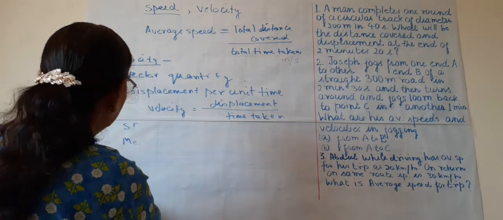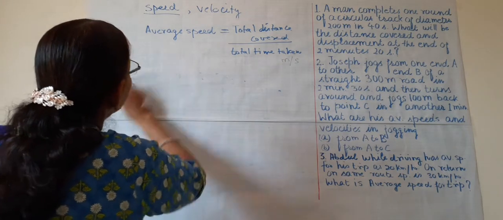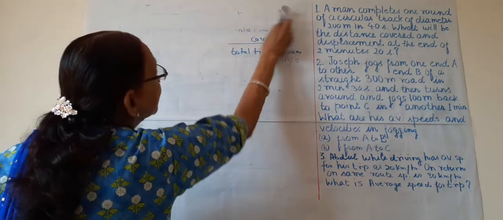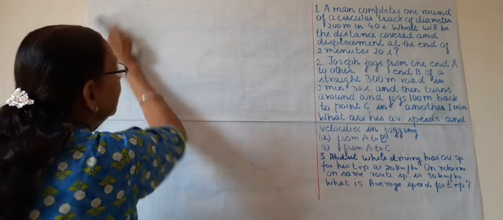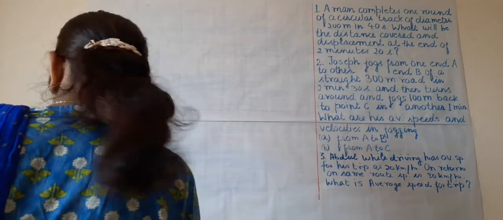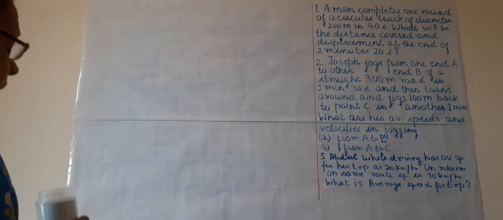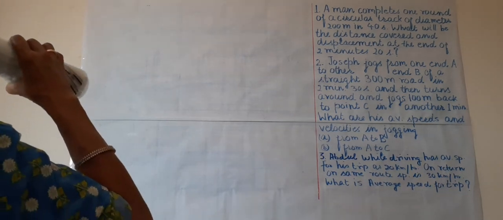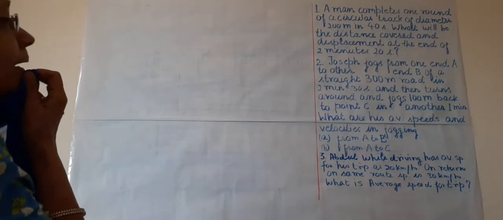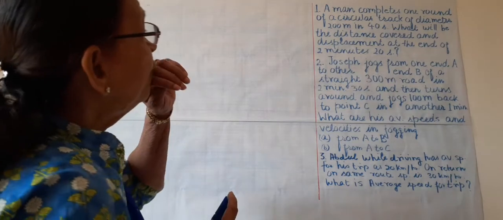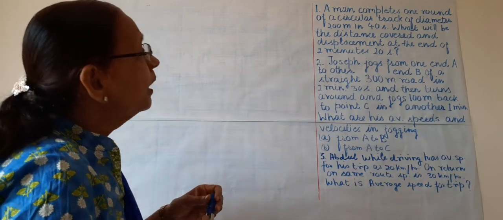This is all about speed and velocity. Now we will try to solve these three questions which are written here. The first question is about distance and displacement. So we will try to solve these questions. The first is, read it out. A man completes one round of a circular track of diameter 200 meters.